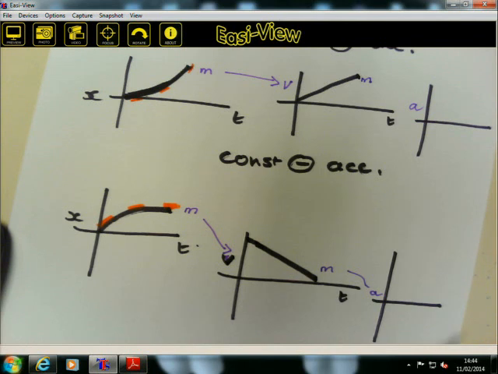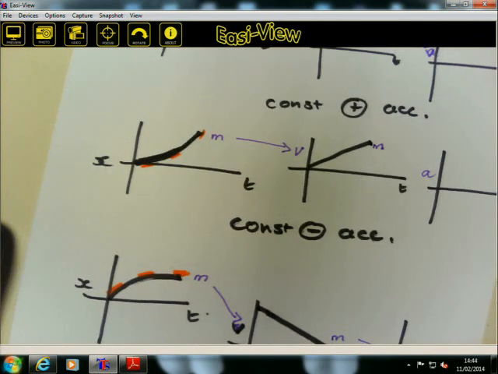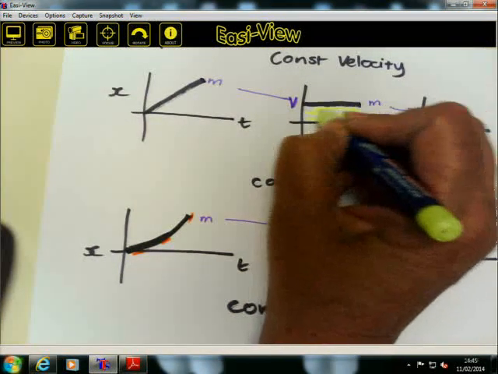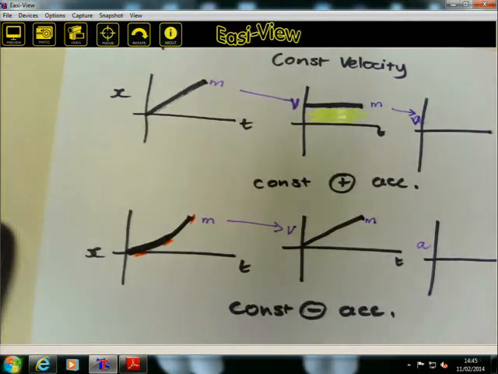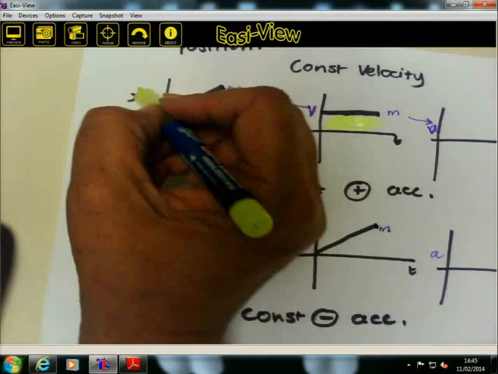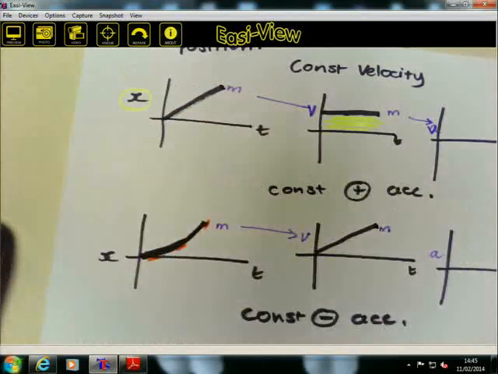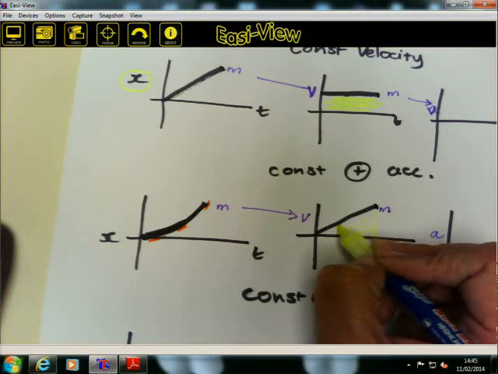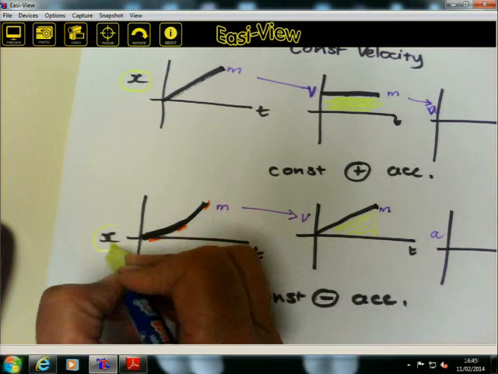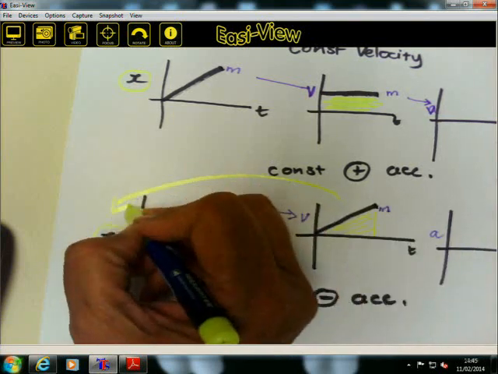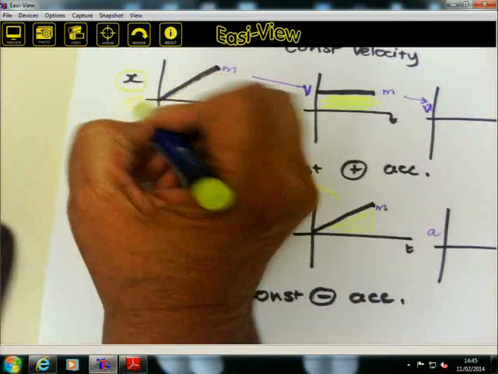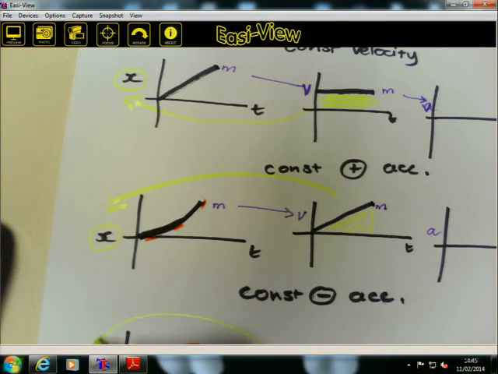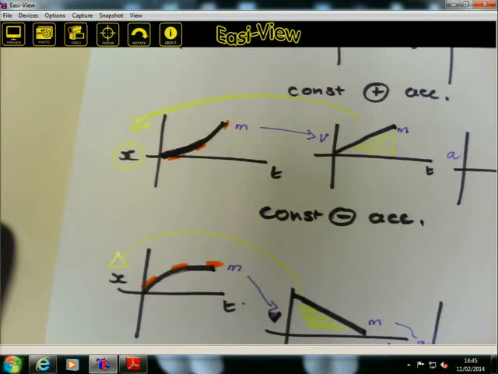The other thing we learned here was that the area of this graph, in other words, the area of a velocity time graph, will give me change in displacement or position. And the area, once again, of this graph is going to give me displacement. Let's do an arrow that way so that you can see. Right. And the area of this graph will give me change in displacement. Right. Okay.